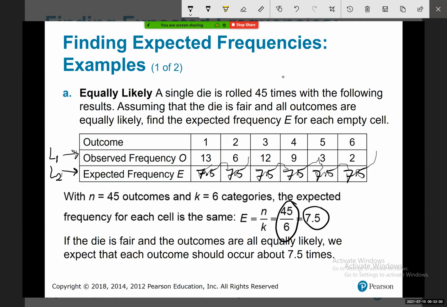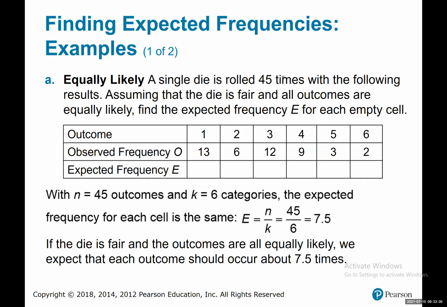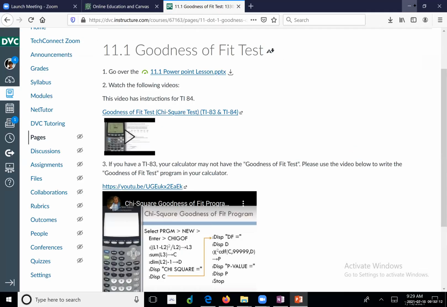And those of you who have TI, do this part, even if you don't have the command later, but do this step with us.